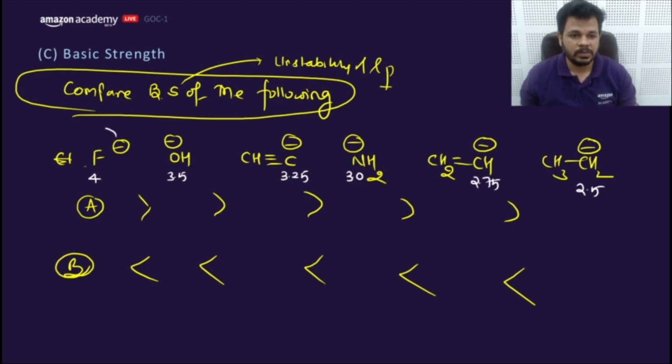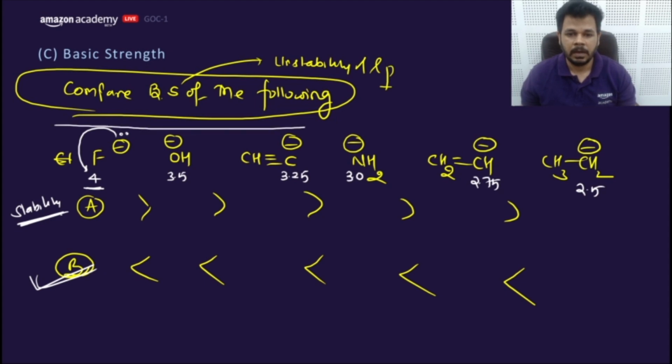So negative charge is more stable on the more electronegative atom. Electron holding tendency would be more for fluorine, so it can hold the negative charge better. That means negative charge would be more stable on fluorine compared to oxygen and then sp carbon. So this is the order of stability. We don't want to stabilize the negative charge, we want to make it unstable so that it can be donated. That means the answer would be B.